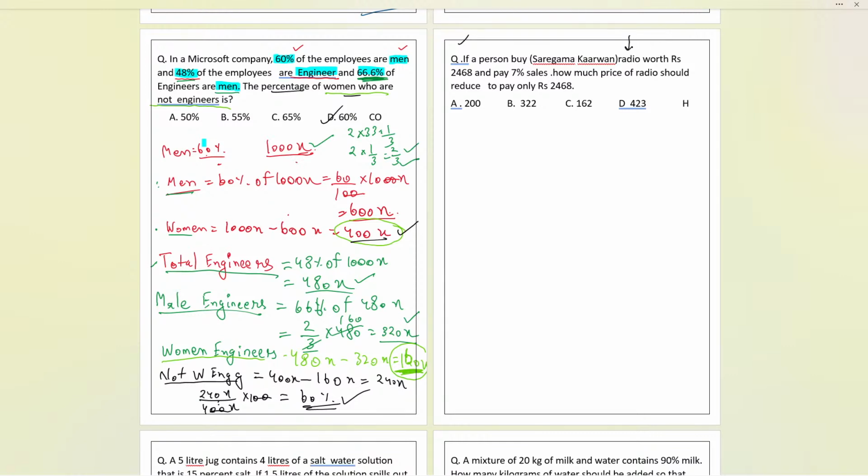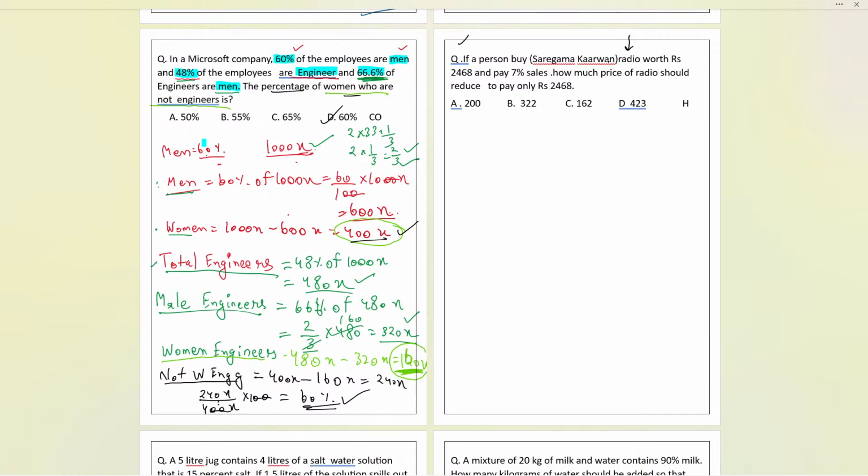So here now we have a radio. Some of you might have seen the ad as well. Suppose you want to gift your parents a radio after you start earning a good amount, that is Saregama Caravan. So a person buys this radio worth 2468 rupees. That is the overall money that we have paid.